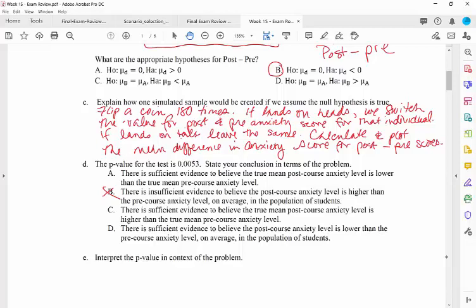Yeah. Okay. So it sounds like it. The one thing that I point out here is it says true mean and true mean. So this is looking at a difference in means.